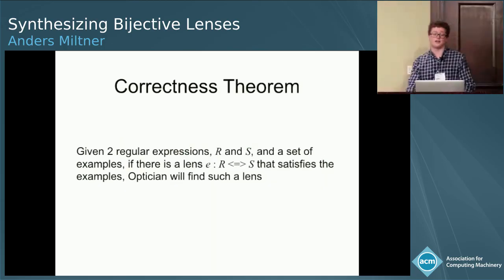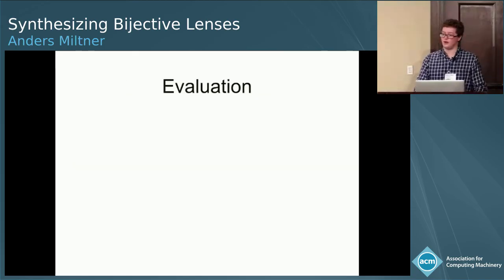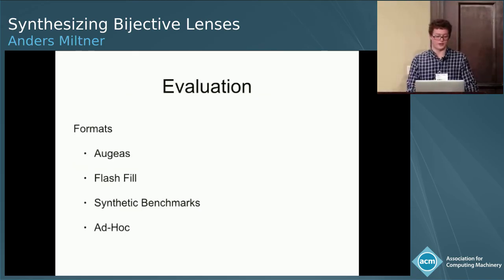We have proven the correctness of our algorithm, so given two regular expressions, R and S, and a set of examples, if there is a lens that goes between the regular expressions that satisfies the examples, Optician will find such a lens. We've evaluated our tool on a variety of benchmarks.